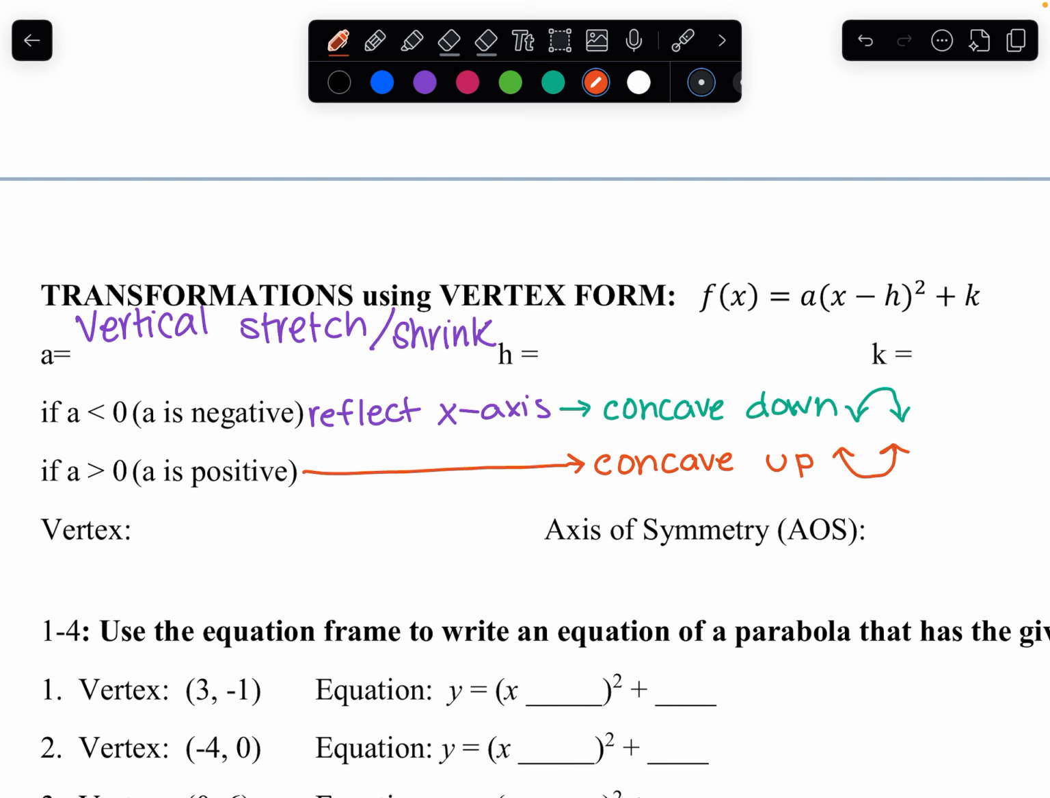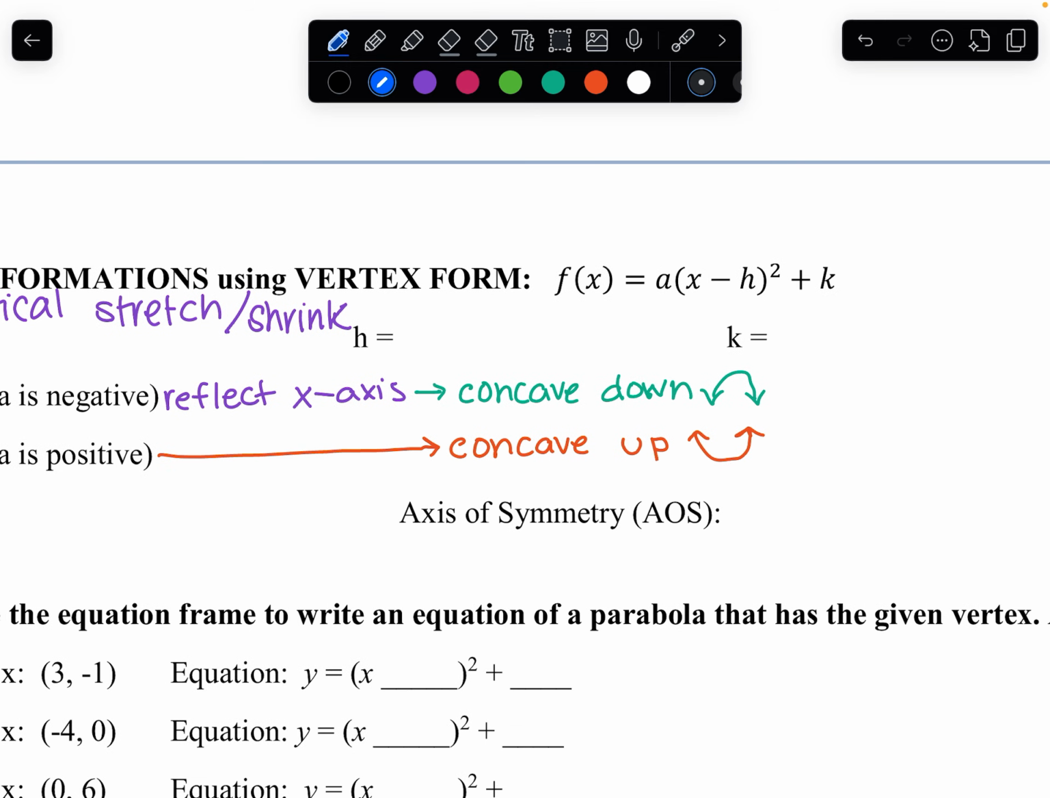Okay. We also have our H and K values, which are the same. This is going to be your horizontal shift, left and right. And then your K value is your vertical shift up and down.